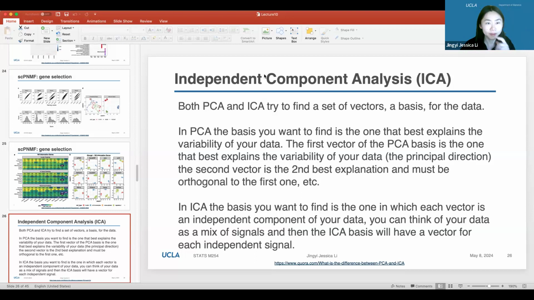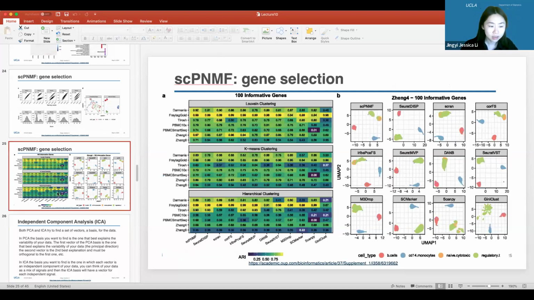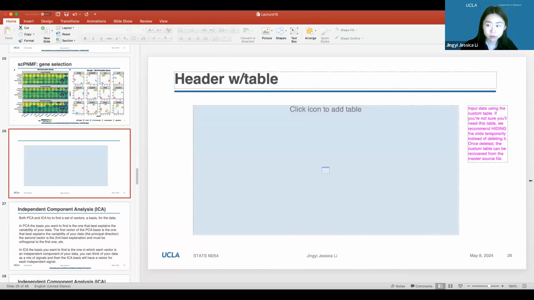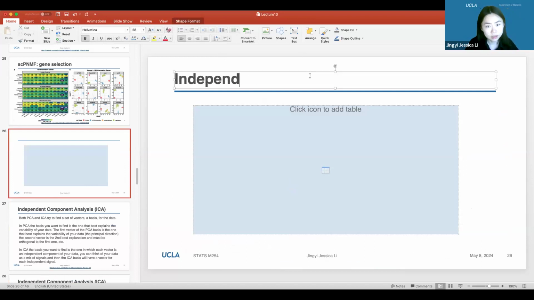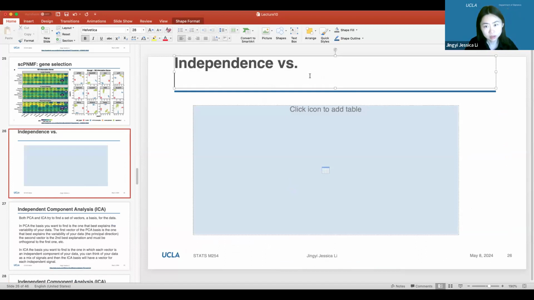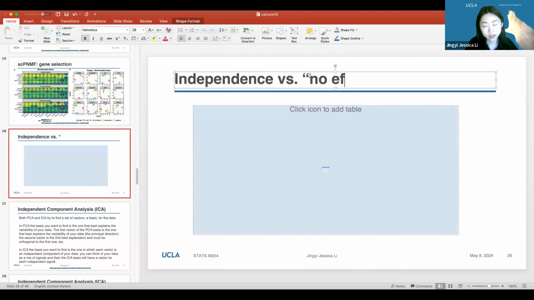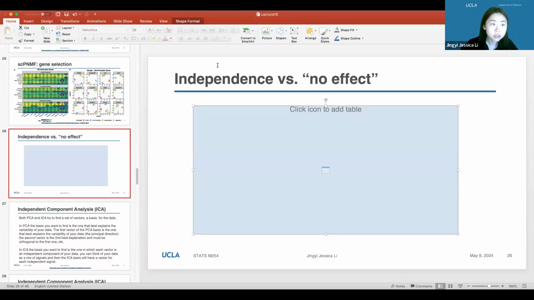Actually, I think this might be a good time for me to add one more slide to explain this, which I think is something I recently realized myself. Even though I may have had this understanding, it wasn't as clear as this before. Therefore, I hope to use this chance to share it with you. Maybe I can just open a new slide here just for this purpose. So what I'm trying to say is independence versus no effect.